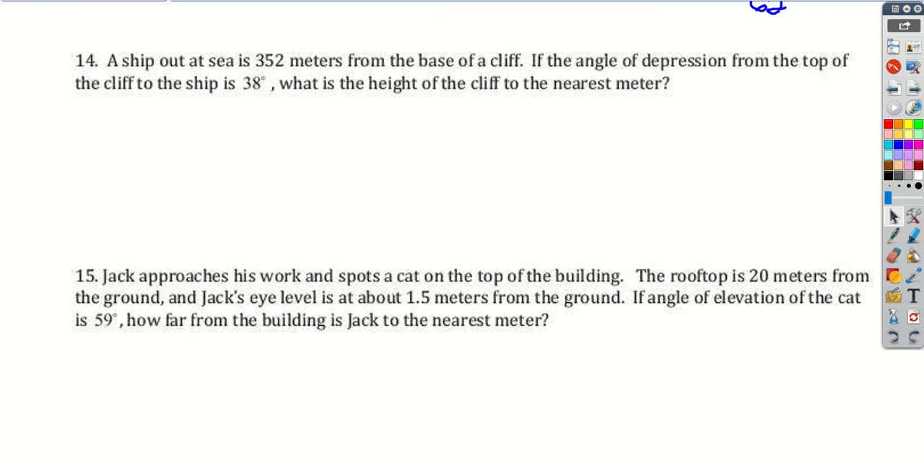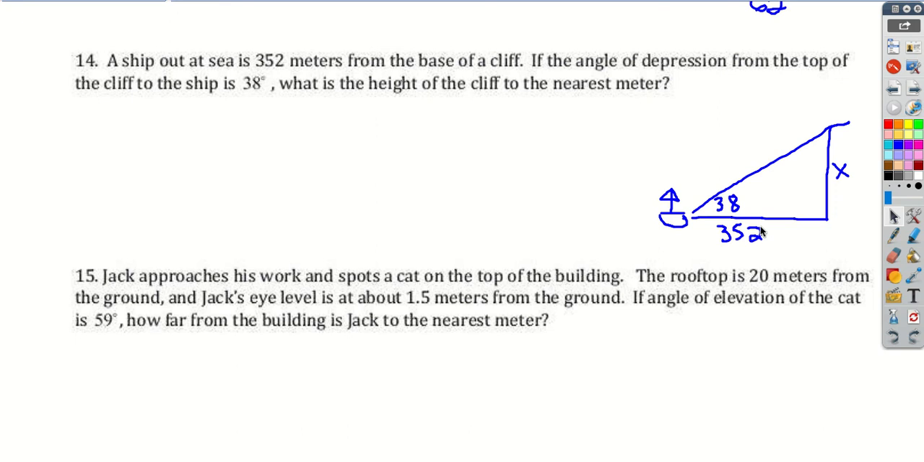Number 14. A ship out at sea is 352 meters from the base of a cliff. The angle of depression from the top of the cliff to the ship is 38 degrees. What is the height of the cliff to the nearest meter? Okay, so we want to draw ourselves a picture. There's our cliff right here.